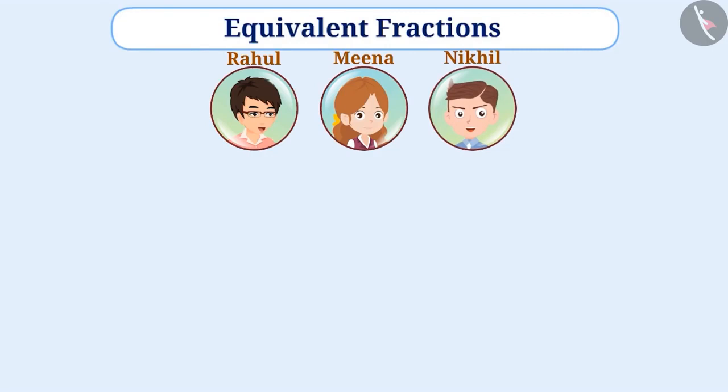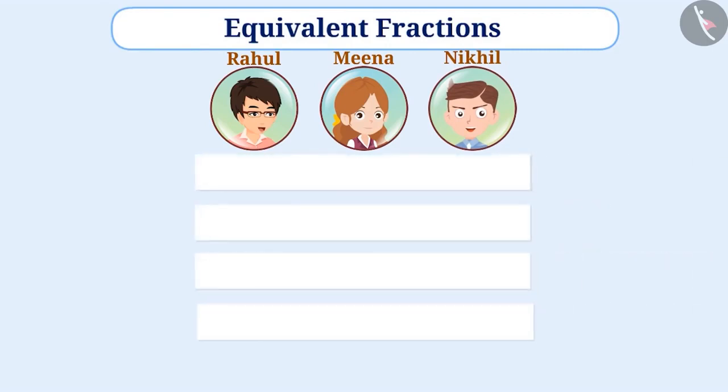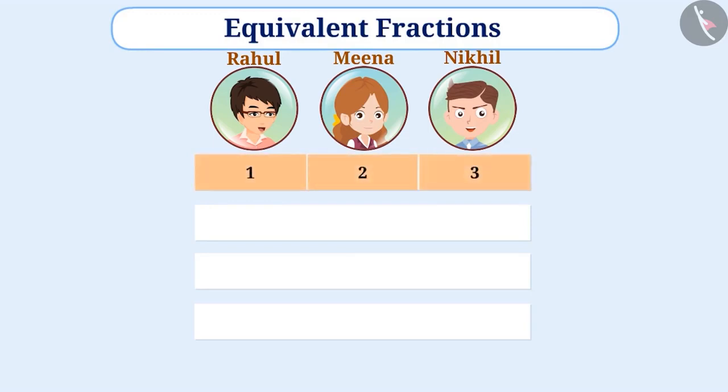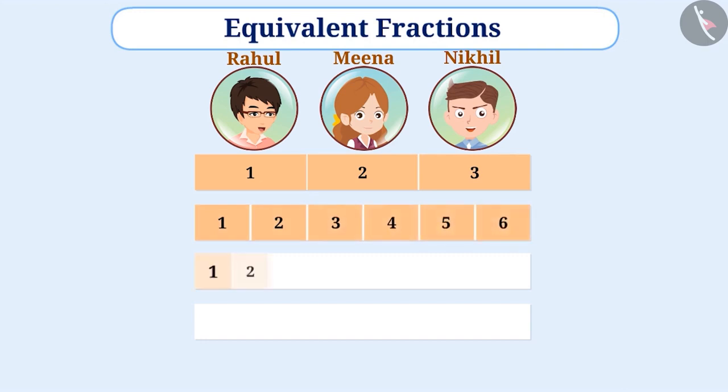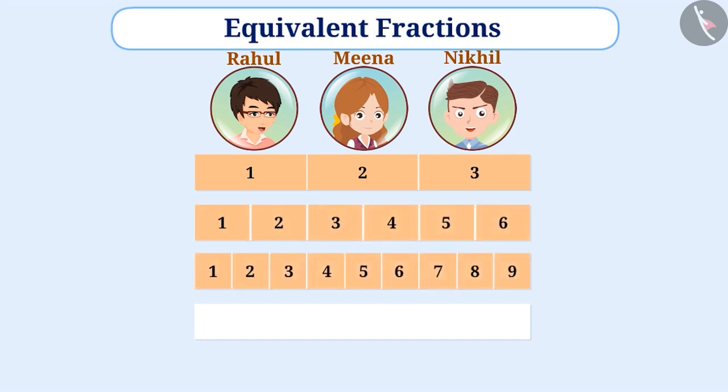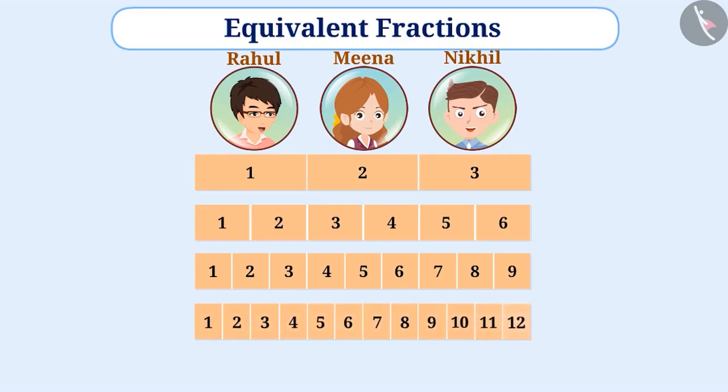Rahul, Meena, and Nikhil are playing a game. They took 4 similar strips of paper. They folded the first paper and made 3 equal parts of it. Similarly, they made the second strip into 6 equal parts, the third strip into 9 equal parts, and the fourth strip into 12 equal parts. If they have to share the parts of each strip equally among themselves, how will they do it? Think for a while.